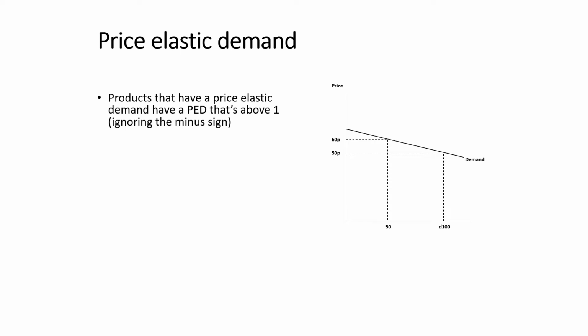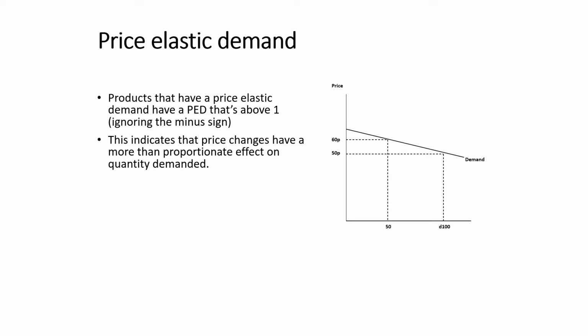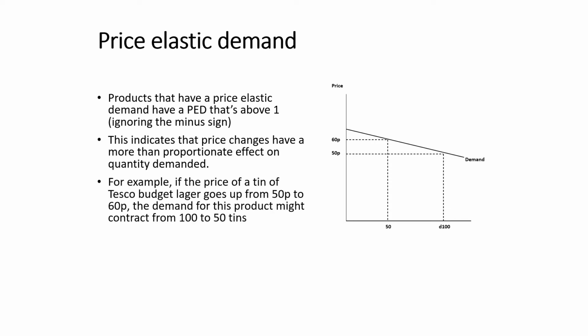then the demand you would say is price elastic, in that the percentage change in quantity demanded is greater than the percentage change in price that created it. Another way of looking at it is price elastic demand indicates that price changes have a more than proportionate effect on quantity demanded. So using this diagram here, if the price of a tin of budget Tesco lager goes up from 50p to 60p, the demand for this product might contract from 100 to 50 units.